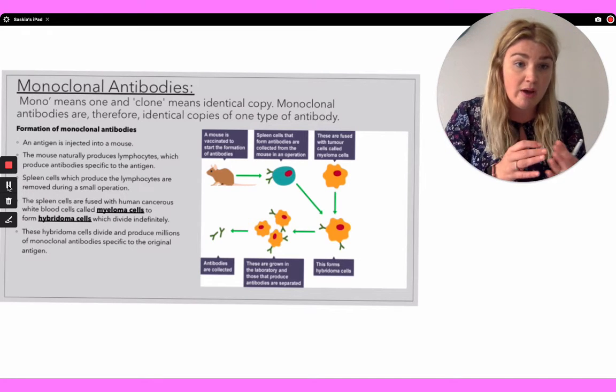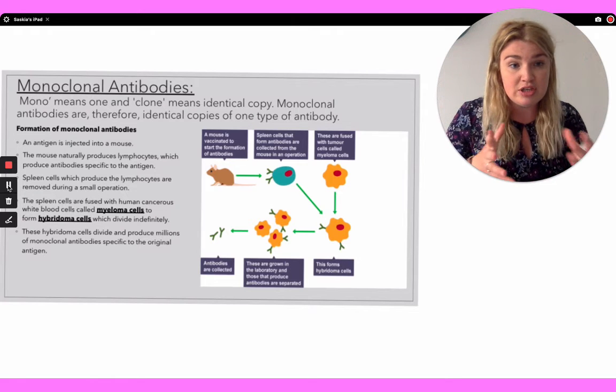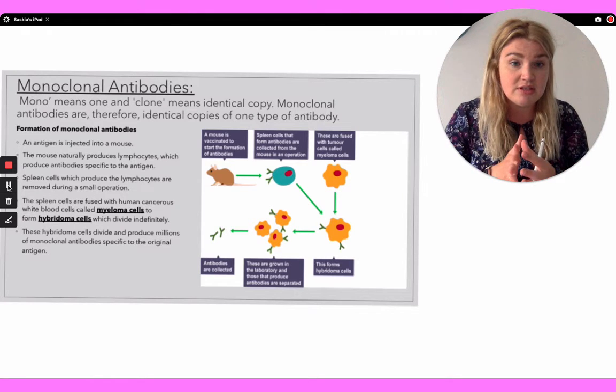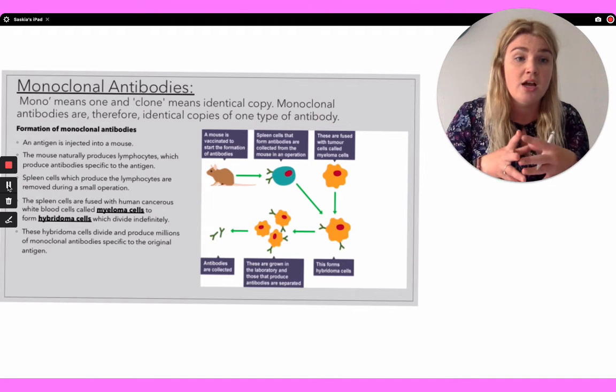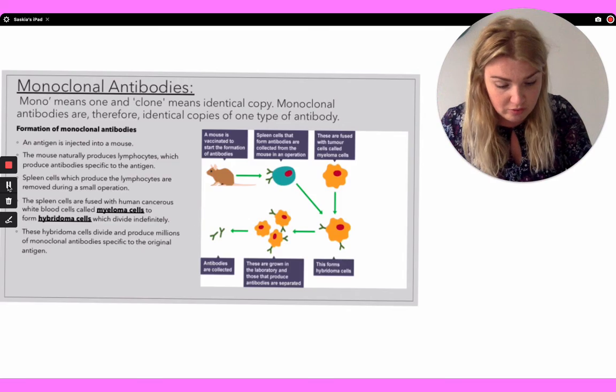Okay, so this is a quick way to make antibodies for a certain disease. But it's obviously using a mouse. It's also then fusing them with a tumour cell, so you can make loads of them because tumour cells reproduce over and over again. Okay.